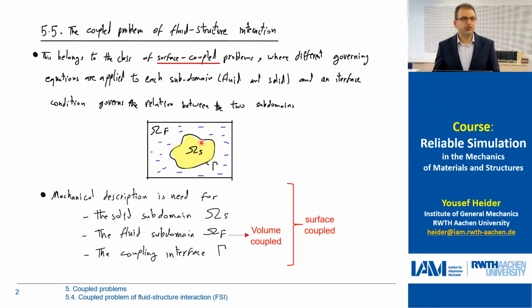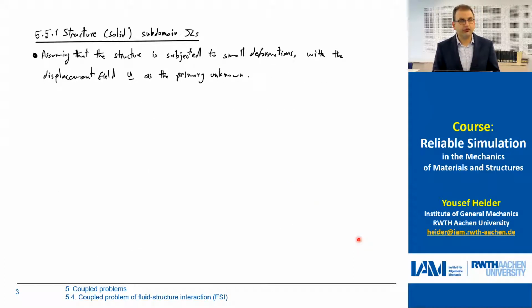In case of fluid structure interaction, we need a mechanical description of the solid subdomain and of the fluid subdomain, which is in itself, if we take the fluid alone, a volume coupled problem. And then if we look at the solid fluid interaction, it is a surface coupled problem. Therefore, we need to look at the coupling interface in a specific way. So this problem in general includes a volume coupled problem for the fluid itself, but if we look at the interaction, then we have a surface coupled problem. And we will see this in the context of this lecture.